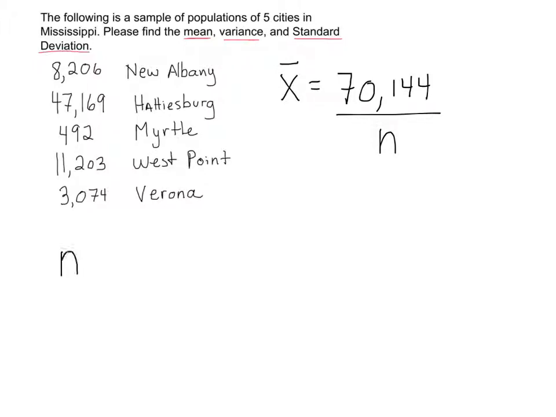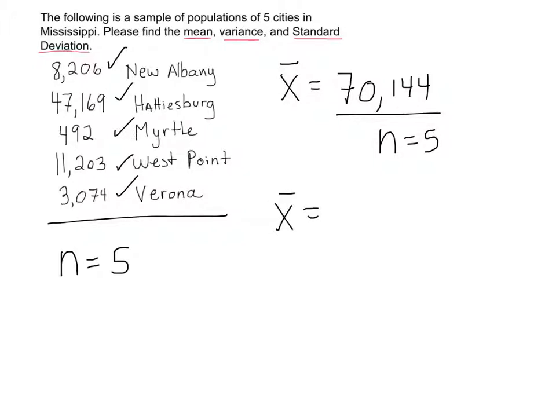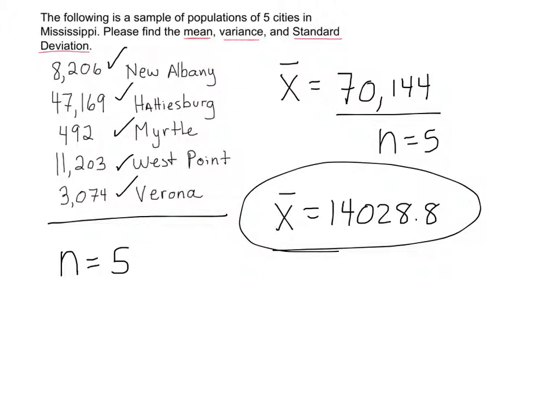Now, I have to divide that by n. N is my total number of pieces of data. In this case, I have 1, 2, 3, 4, 5 pieces of data, so my n is 5. So I'm going to divide 70,144 by 5. And so my mean of my sample data is 14,028.8. And what that's saying to me is the average of the 5 cities that I sampled have an average population of 14,028 people.